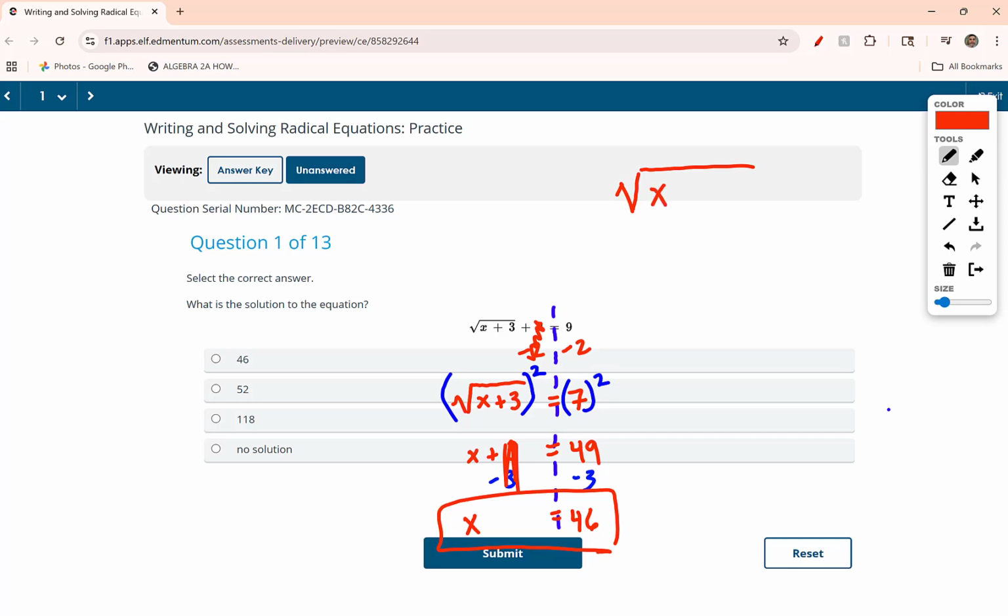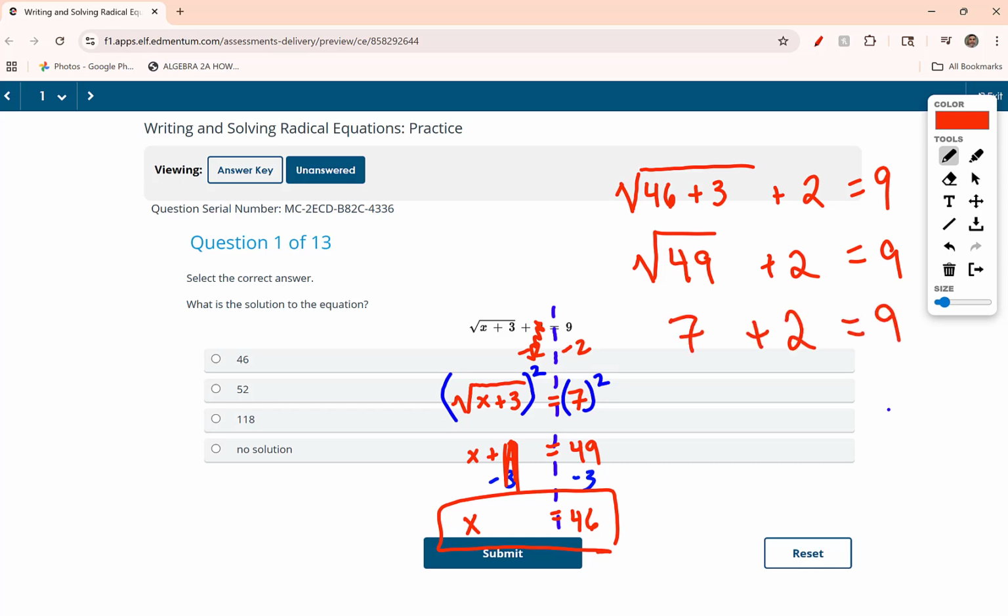So I'm going to rewrite the original problem, which was the square root of x plus 3 plus 2 equals 9. But this time I'm going to replace the x here with our solution of 46 and then verify that this equation is still true. So 46 plus 3 is 49. The square root of 49 we know is 7. And 7 plus 2 does equal 9. So this equation is still true, which means 46 is not an extraneous solution, but it is the solution.